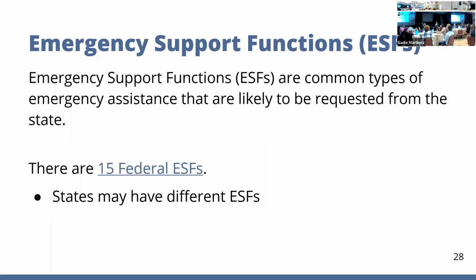Thank you, everybody. Welcome back. Emergency support functions, or ESFs, are common types of emergency assistance that are likely to be requested from the state. There are 15 federal ESFs, and states may have slightly different ESFs. Colorado is really close to being the same, but just know that they vary.